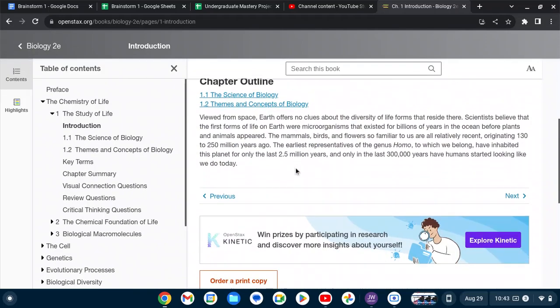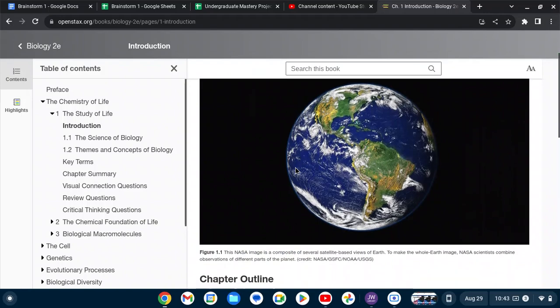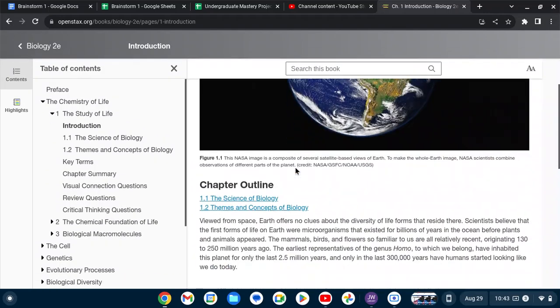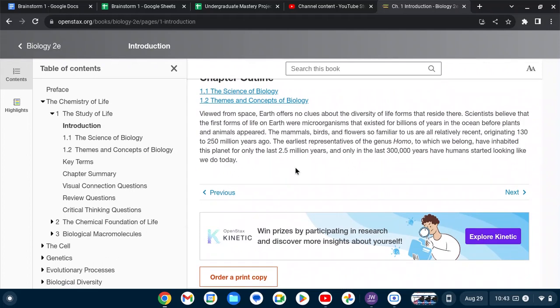Figure 1.1. I won't talk about, I'll just do kind of a brief overview of the figure. Okay, chapter outline. 1.1, the science of biology. 1.2, themes and concepts of biology.